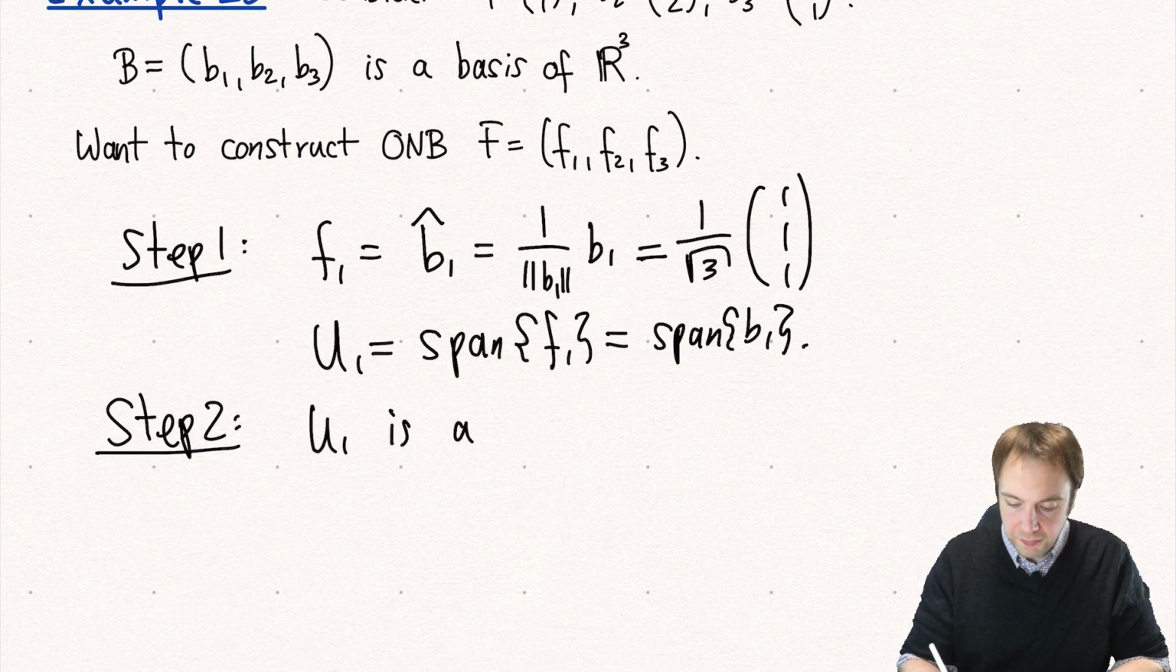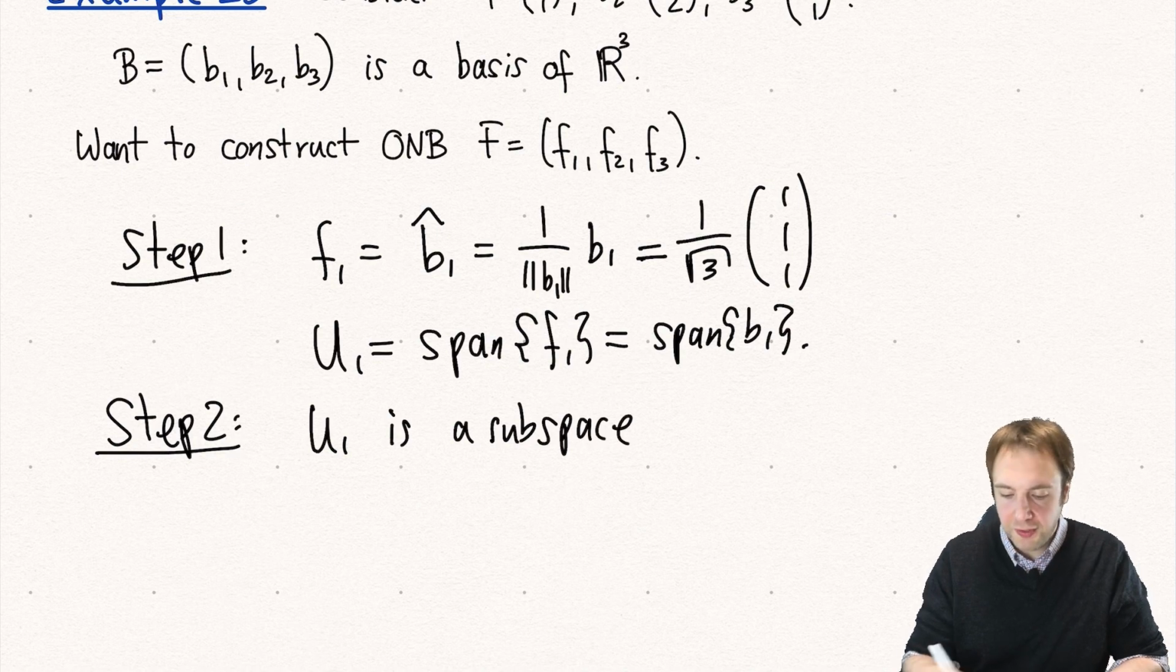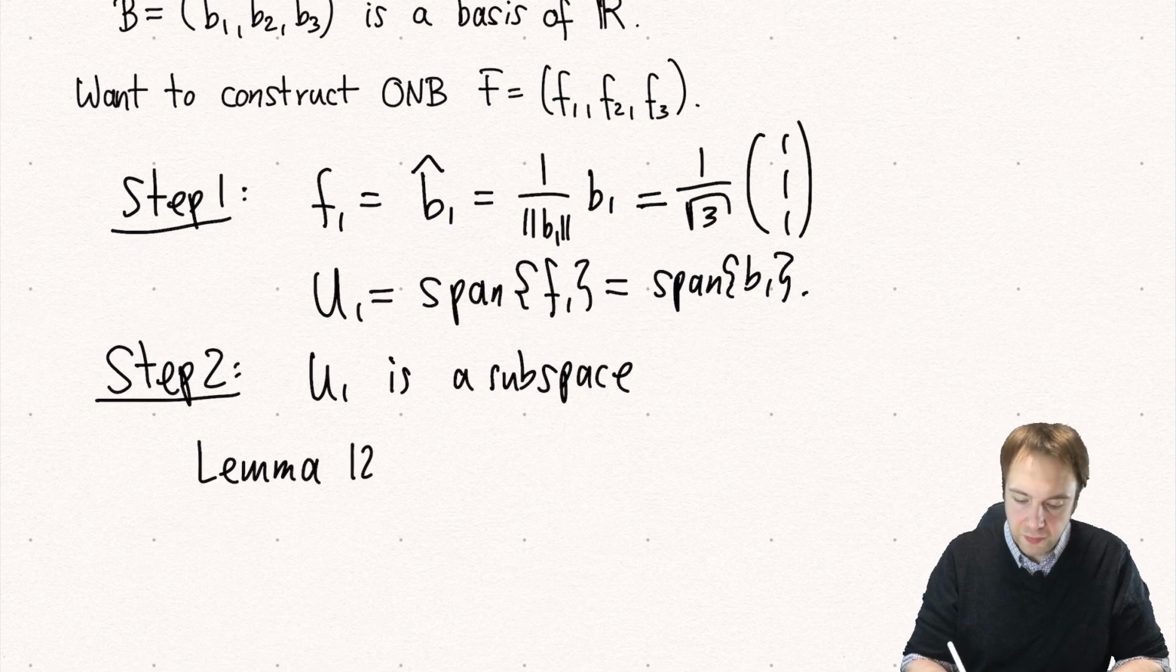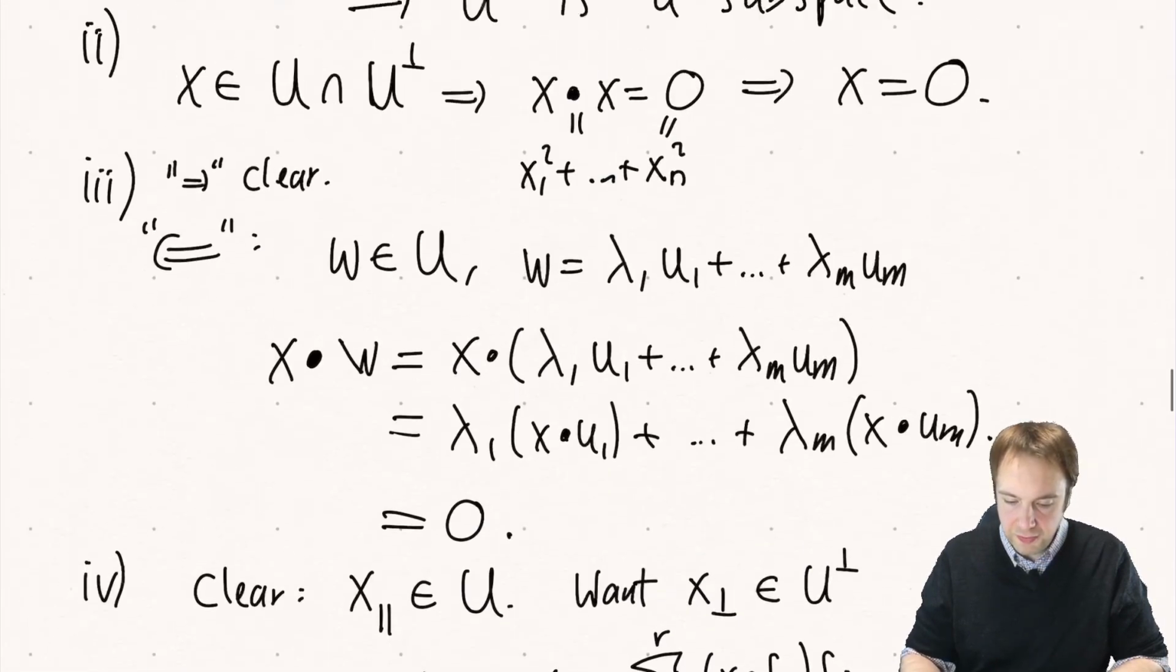So U1 is a subspace, which in this case is just a line in R3. And by this lemma, 12.5, the last statement, number 4. So let me go back here.